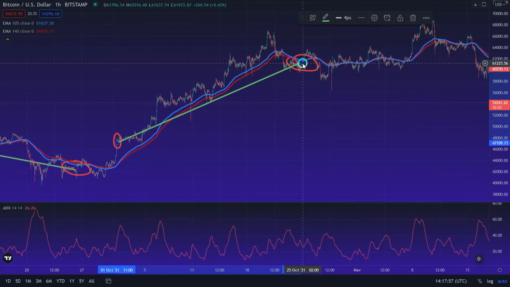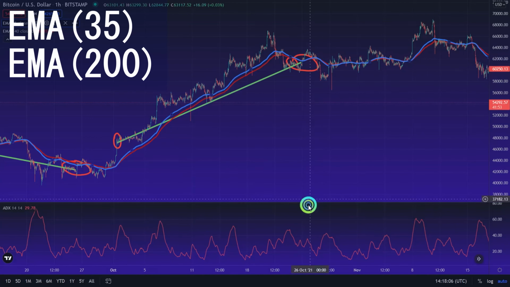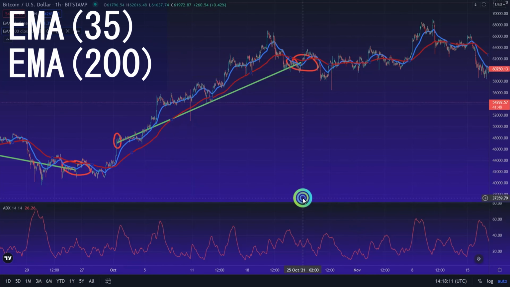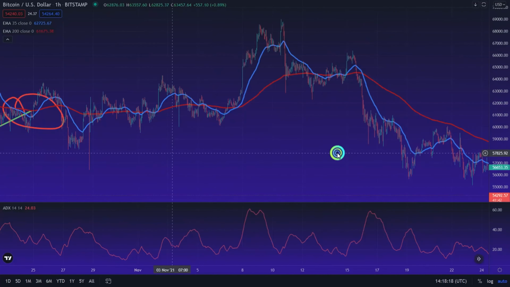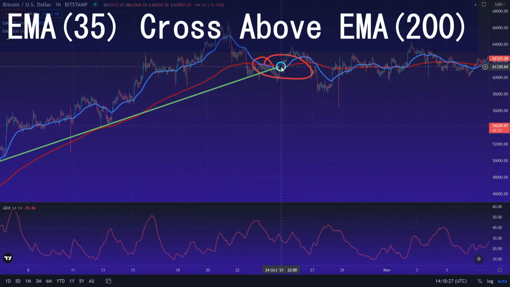So the exit strategy is the following. We will need a 35 period EMA, and we will need a 200 period EMA. Yes, and I will show it to you, because we can close the trade if the 35 period EMA crosses above the 200 period EMA.